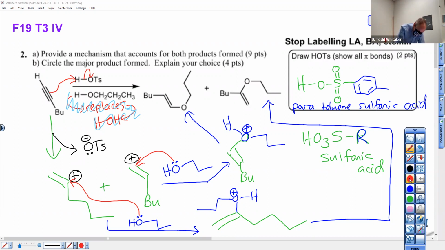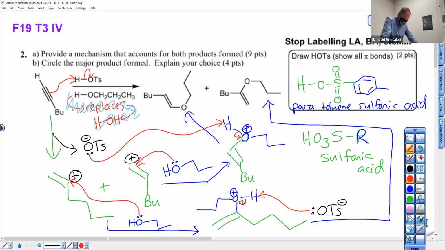And where's the nearest oxonium to this one? Here we go. And there you get your HOTS back. And you're going to need another HOTS on this one. So you can just put another OTS here. And neutralize your oxonium there.